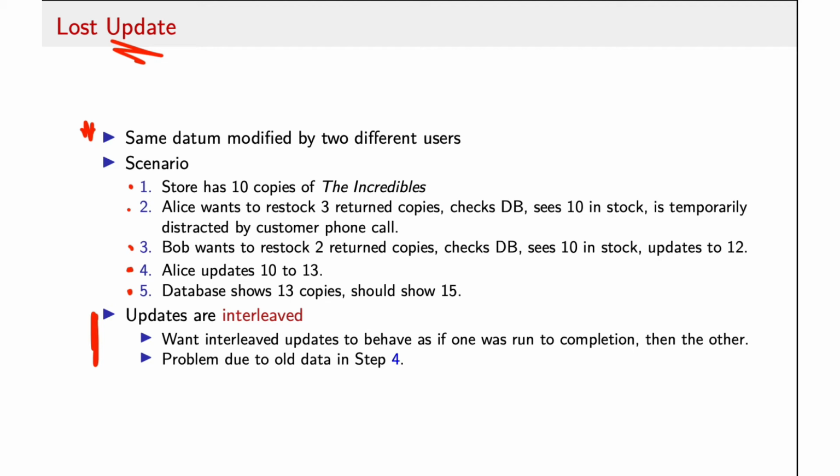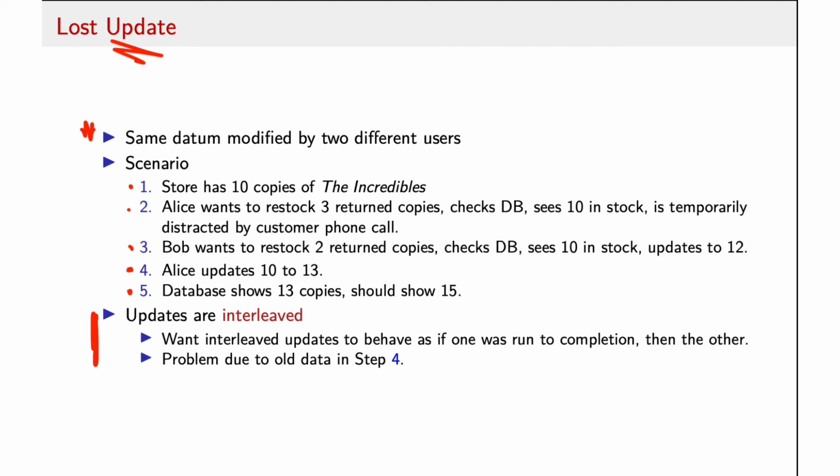The problem that's really underlying this issue is that the updates have been interleaved. Alice read, saw 10, Bob read, saw 10, Bob updated to 12, Alice updated to 13, but they happen kind of interleaved with one another. So what we'd like to have is that interleaved updates like this behave as if one of the updates ran to completion and then the other update ran to completion. And we can do that within independent transactions.